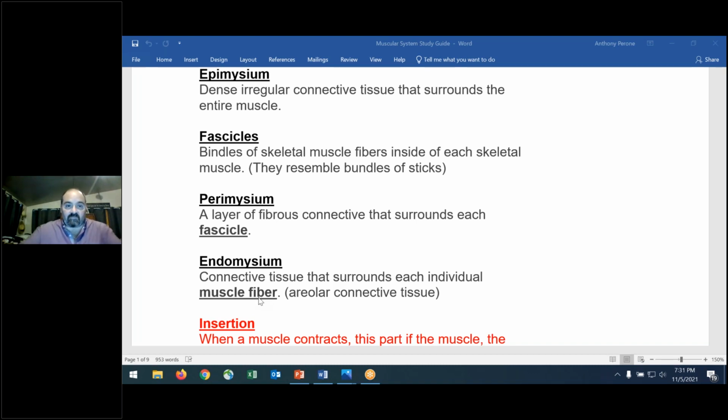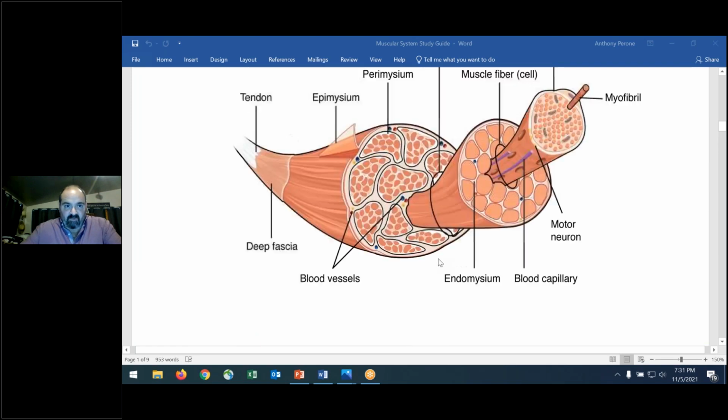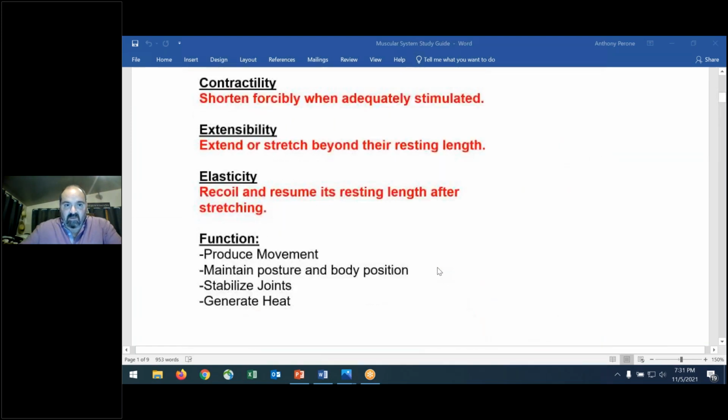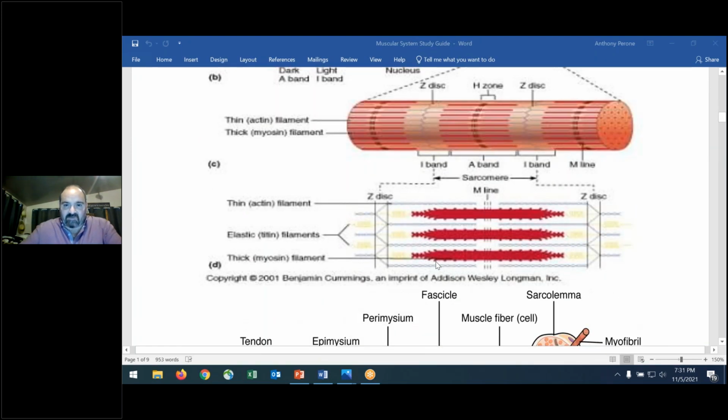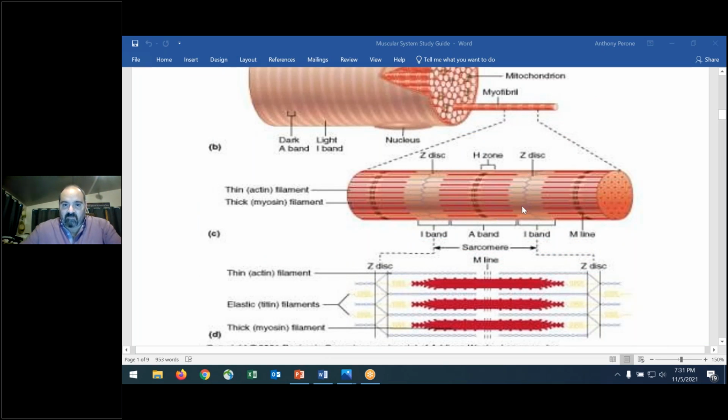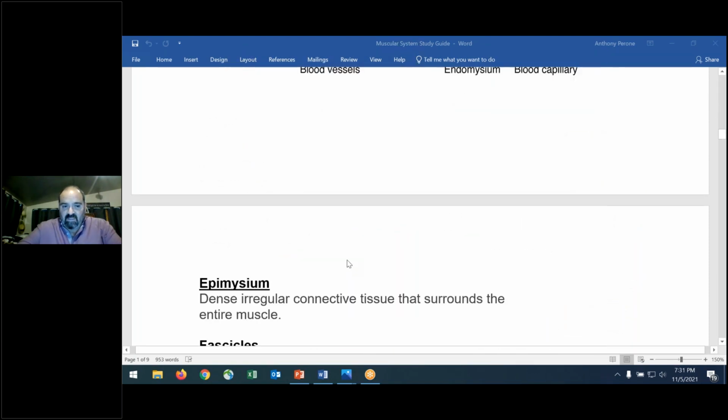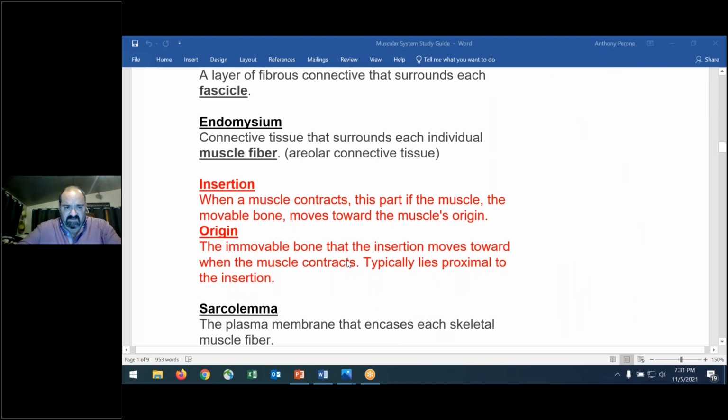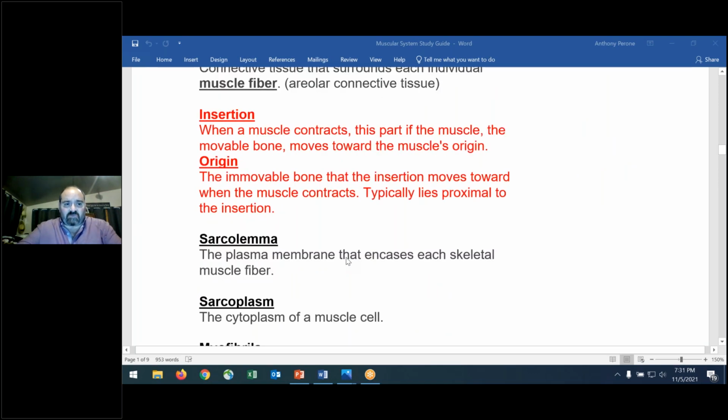Okay? Now let me just backtrack for a moment. I'll come back to the sarcomere in a little while, but that's when we're talking about actin and myosin, okay? And I think what I want to do is go over these terms as far as the insertion and the origin, okay?